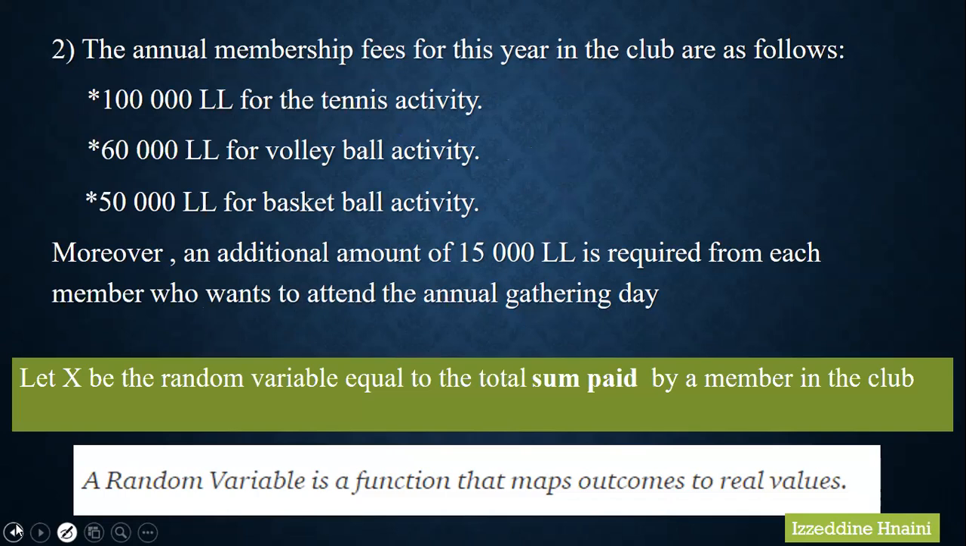We want to define a new concept in probability, which is a random variable. Here, I take the random variable X. It is equal to the total sum paid by a member in this club. What is a random variable? A random variable is a function that gives for each outcome in this sample space a real number.